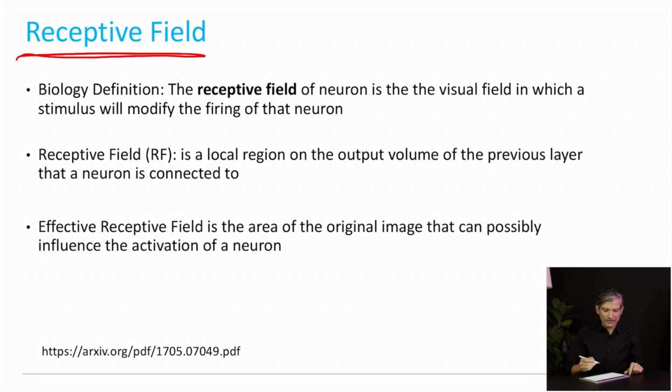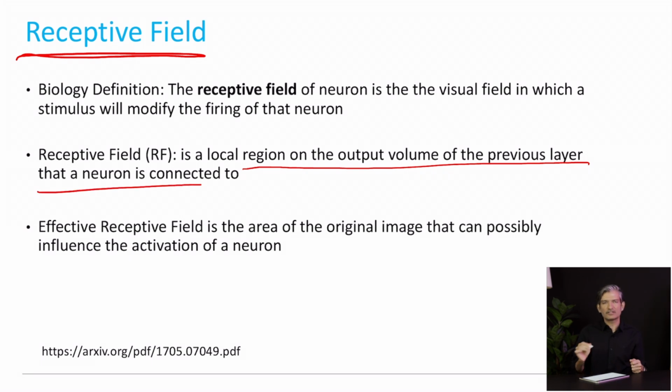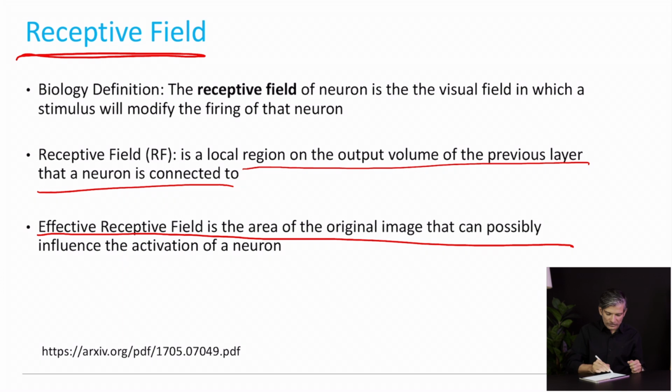So the biological definition of receptive field of a neuron is the visual field in which the stimulus will modify the firing of that neuron. So for example, here in my peripheral vision, if you do something, the firing of the neuron behind my eyes will change. But if you do it behind my head, then that's not in my receptive field because I don't get to see it. So similarly, a receptive field is essentially the local region on the output volume of the previous layer that a neuron is connected to. And the effective receptive field is the area of the original image that can influence the activation of a neuron.